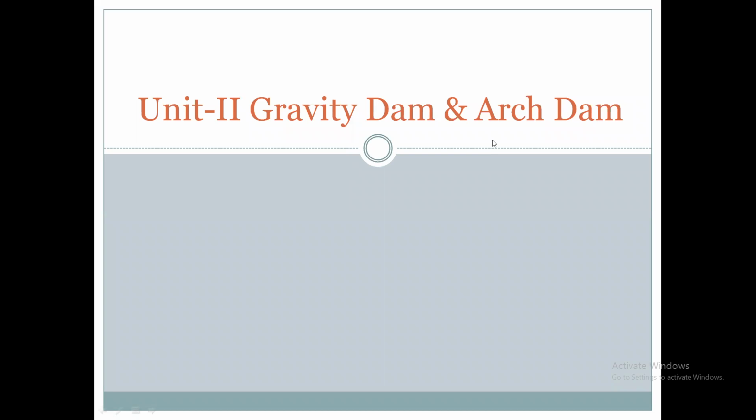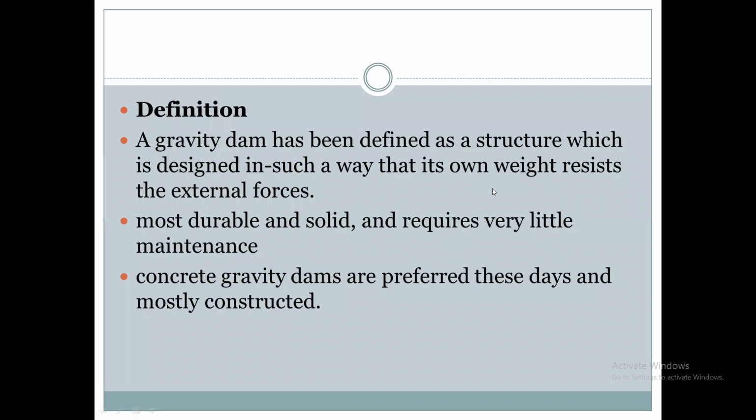Yesterday we started Unit 2, Gravity Dam and Arch Dam. The first part is Gravity Dam. In that we have seen the definition of the gravity dam. What is a gravity dam? Already you have seen in Unit 1 the different types of dams. This is one of the major dams.